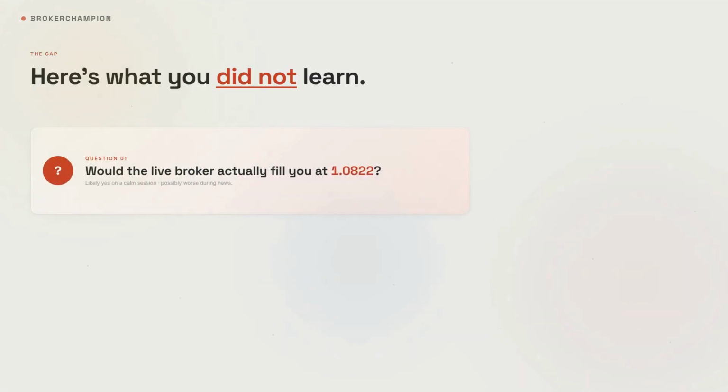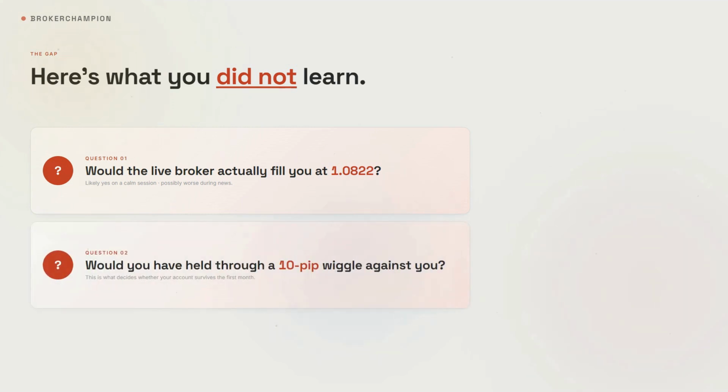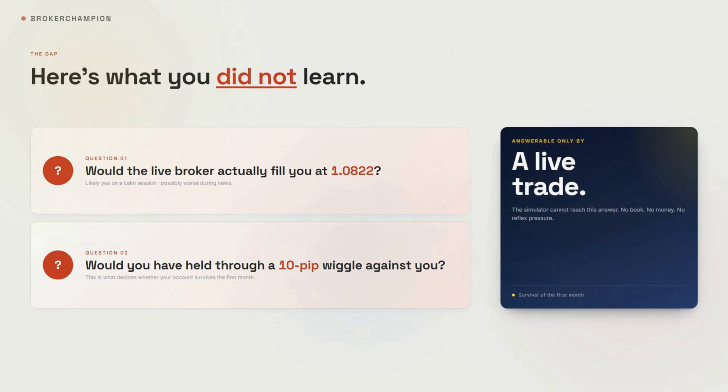Here's what you did not learn. Whether the live broker would have actually filled you at 1.0822. Likely yes on a calm session, possibly worse during news. And whether you would have held through a 10-pip wiggle against you before the move resolved. That's the question that decides whether your trading account survives the first month. The simulator cannot answer it. Only a live trade can.